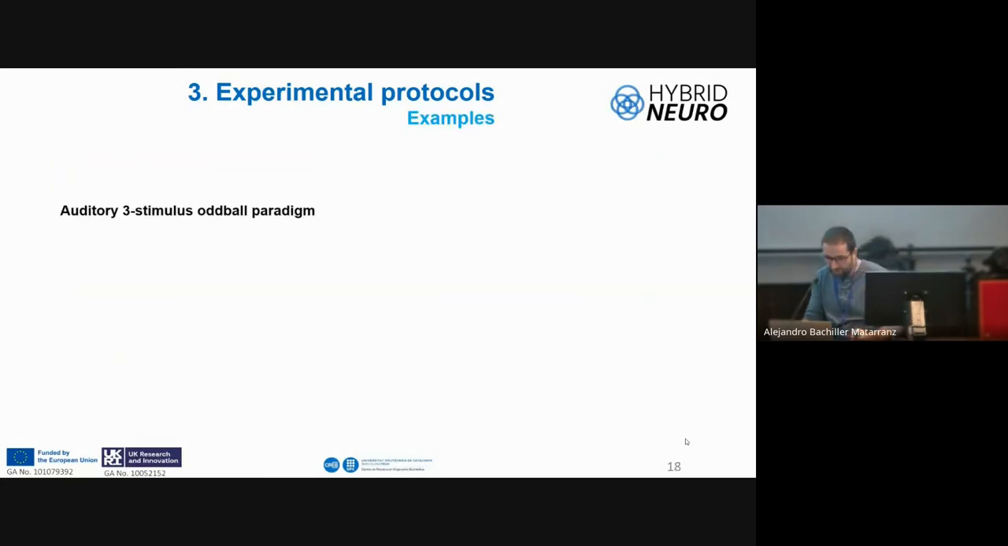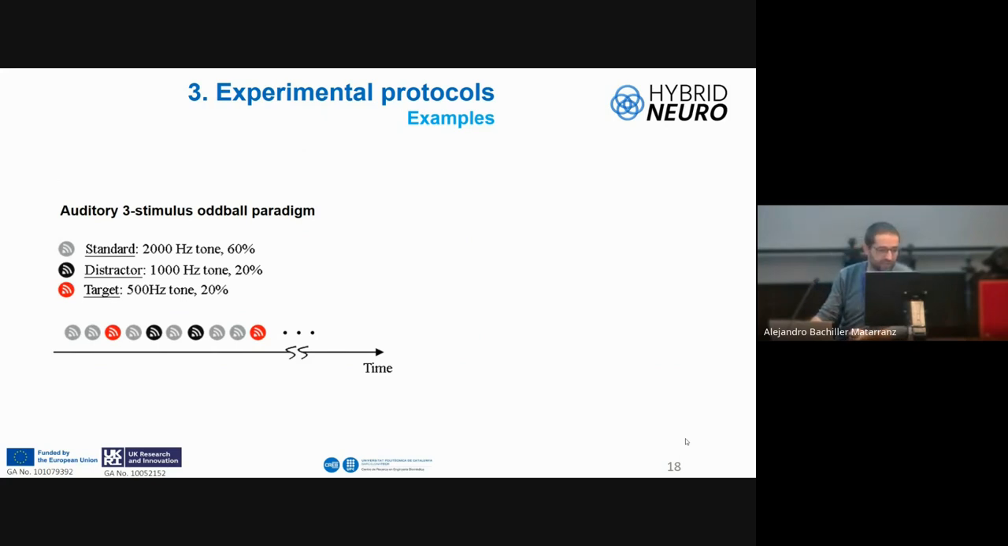Different experimental protocols, different examples. For example, in this case, we have an auditory three-stimulus oddball paradigm. We have a standard tone that is the more frequent: 60% of the tones are the standard. Then we have the target tone, where the subject needs to press a button. But there is a distractor tone that has the same occurrence as the target. All of these tones are randomly presented.